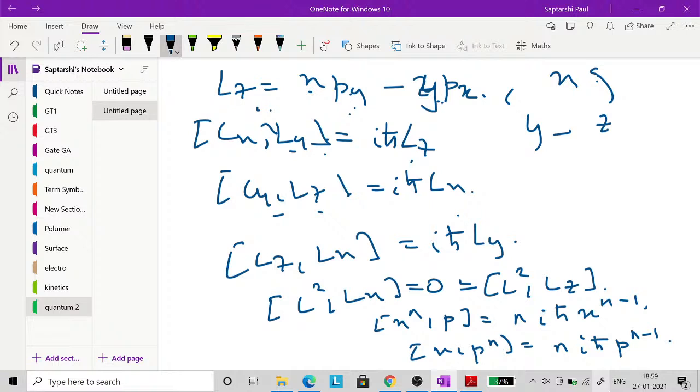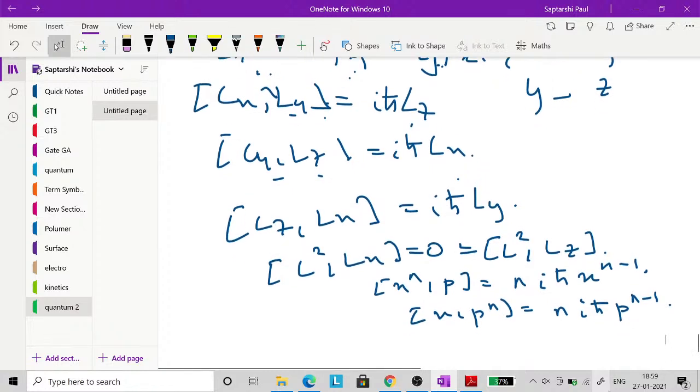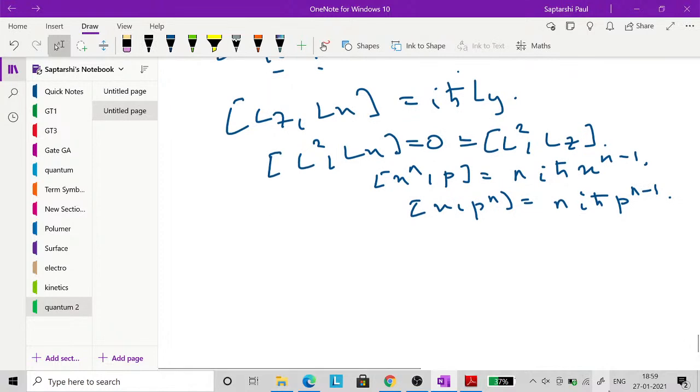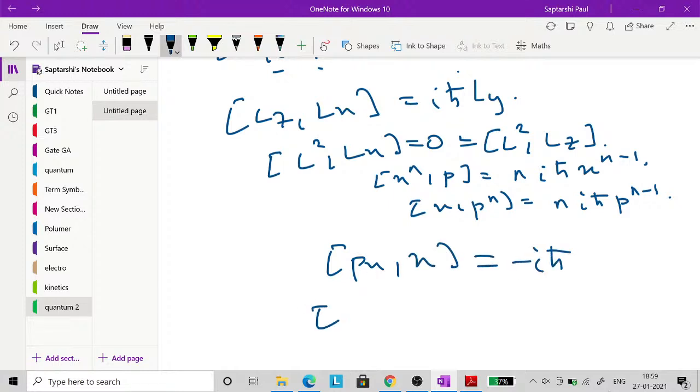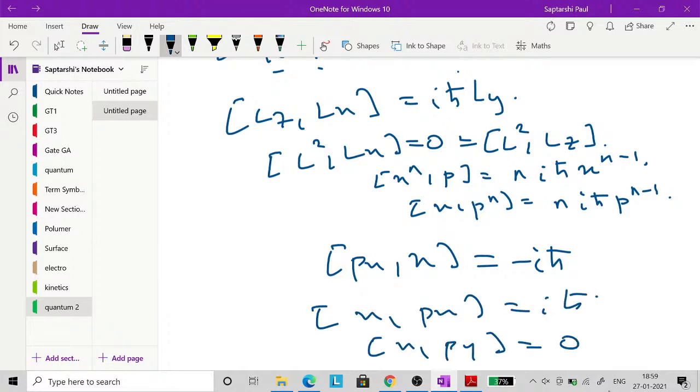So the n part will come out always, so it's n ih cross x to the power n minus 1. And when it is in this form, it is this. Suppose px comma x, we have reversed it, so there's a minus sign actually, nothing as such. And x comma px will be ih cross. And your x comma py, with some other dimension, is 0.